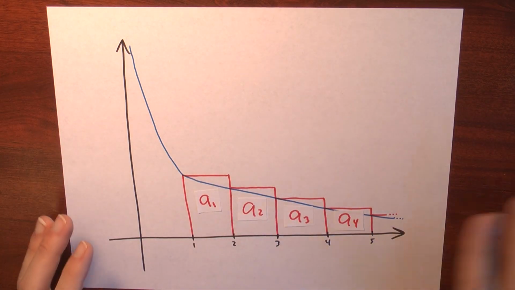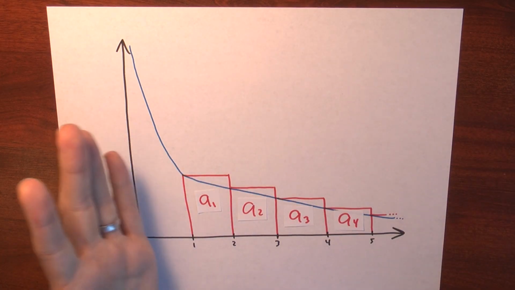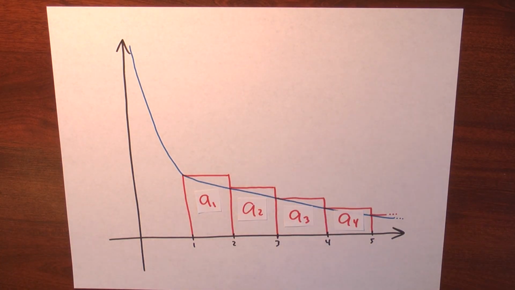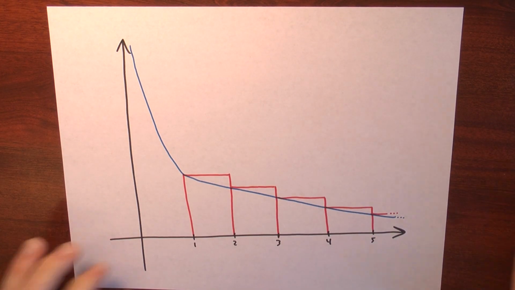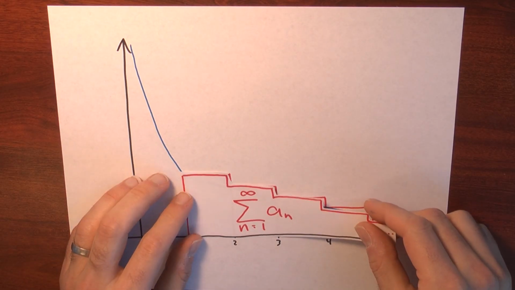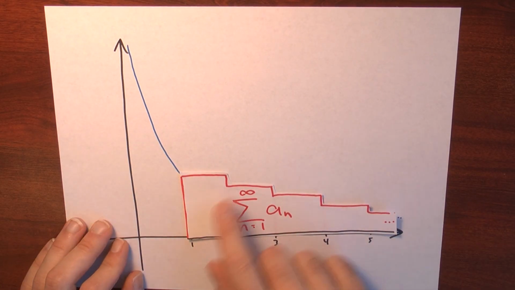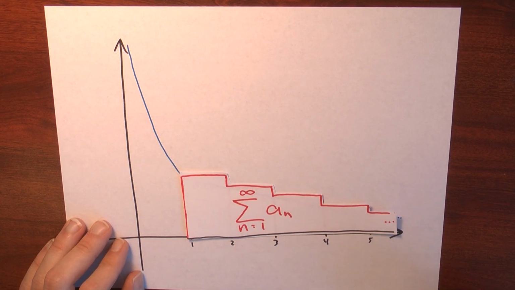What if I want to calculate the area of all the red boxes? I imagine these red boxes go on forever. Well, that's really an infinite series, right? It's a sub 1 plus a sub 2 plus a sub 3 plus a sub 4 and so on. So I could write the total area in all the red boxes as this infinite series.